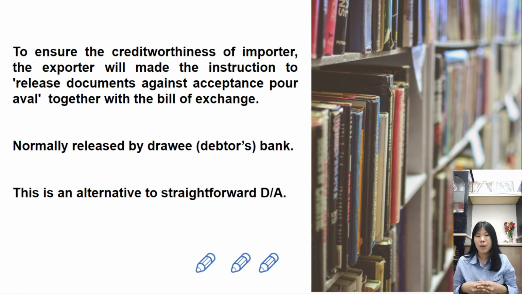As we know, the bill of exchange is widely used throughout the world. However, it is not guaranteed by the drawee. To ensure such payment, usually the exporter will give instructions to release the documents against the acceptance avalised together with the bill of exchange. It means that it is guaranteed to be paid by the bank at the maturity date, normally by the drawee bank. It is also an alternative to the straightforward document against acceptance.